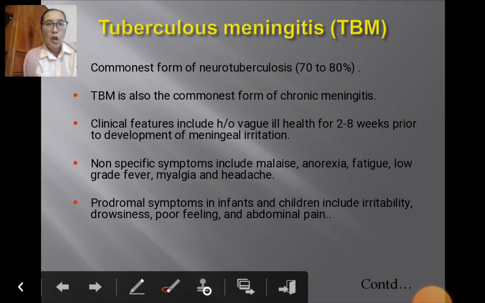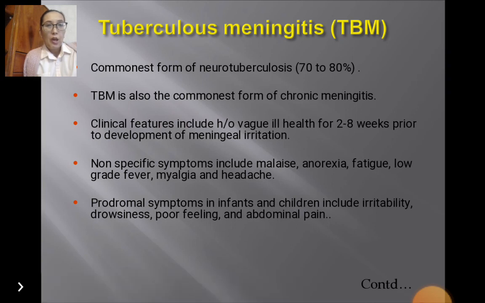Tuberculous meningitis is the commonest form of neurotuberculosis, and also the commonest form of chronic meningitis. Clinical features include ill health for 2 to 8 weeks prior to development of meningeal irritation. Non-specific symptoms include malaise, anorexia, fatigue, low-grade fever, myalgia, and headache. Prodromal symptoms in infants and children include irritability, drowsiness, poor feeding, and abdominal pain.